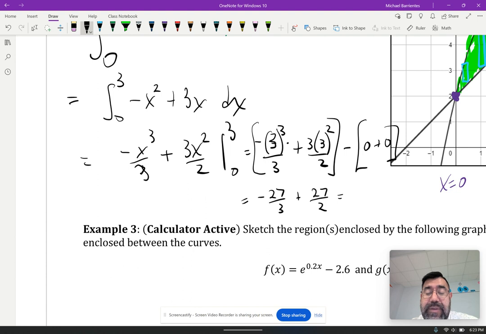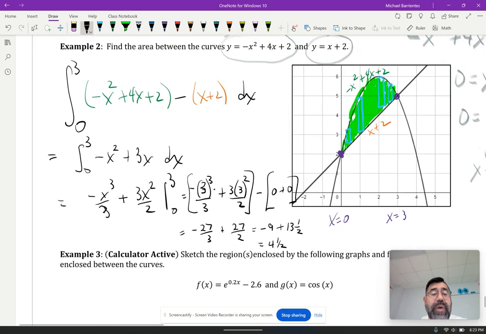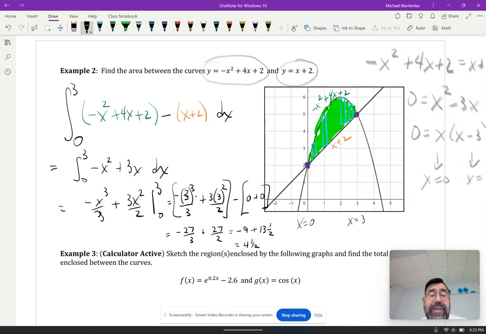Let's see. What can we do? We said this was negative 9 plus this is 13 and a half. So then my final answer is 4.5. And we're done with finding the shaded region between the two functions.